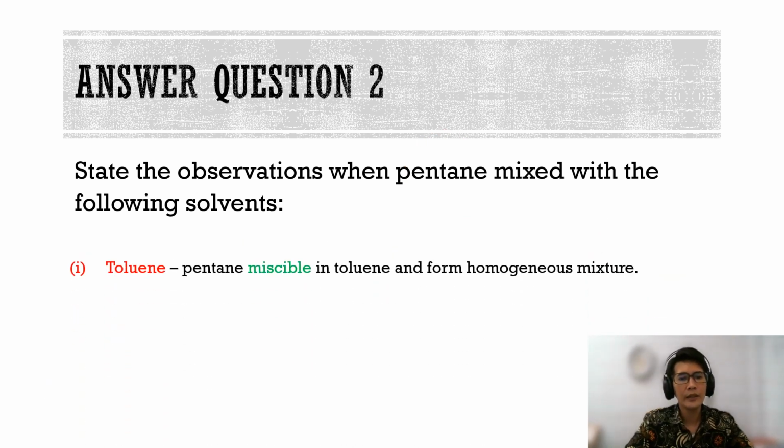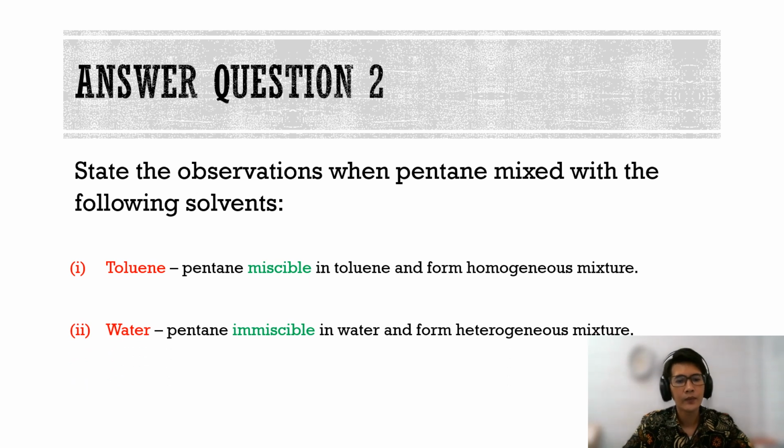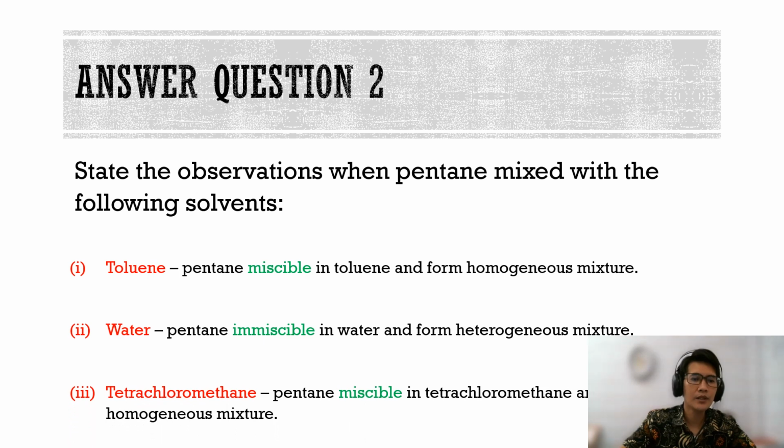Number 1, toluene. Pentane is miscible. We use the word miscible for the solubility of a liquid in a liquid. So pentane is miscible in toluene and forms a homogeneous mixture. Number 2, pentane is immiscible, it does not mix, in water and forms a heterogeneous mixture. And number 3, pentane is miscible in tetrachloromethane and forms a homogeneous mixture.